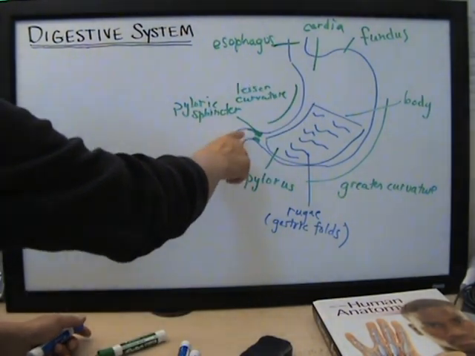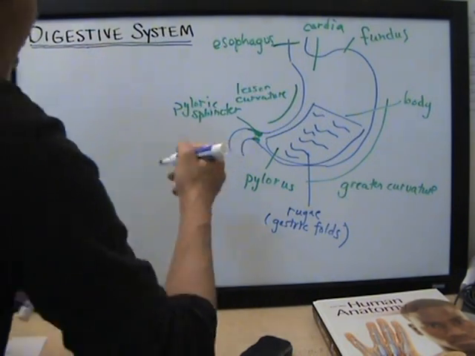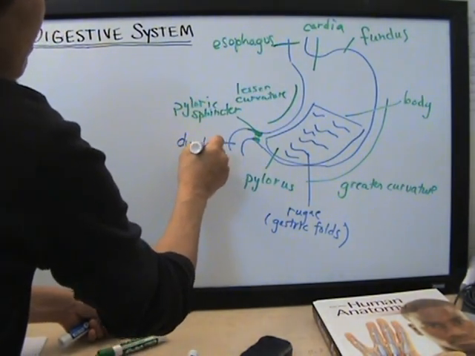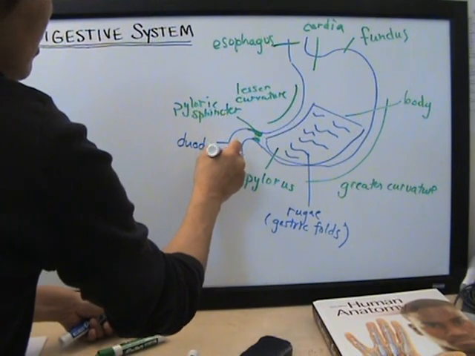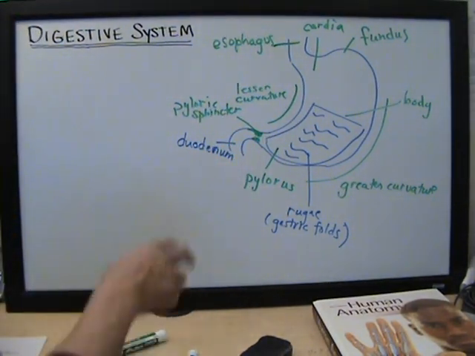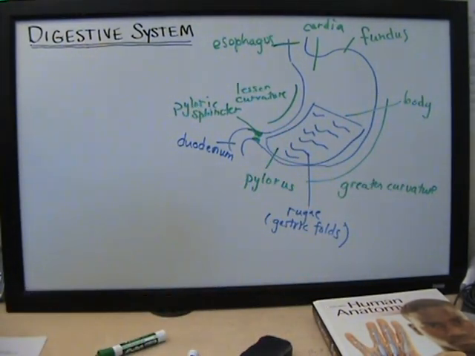Beyond the stomach, we have the small intestines, and I'm just going to mark this here. The first part of the small intestine is the duodenum, which is about 10 inches long. Then we have the jejunum and the ileum, which are all parts of the small intestine.